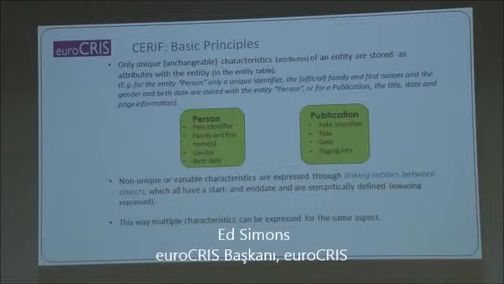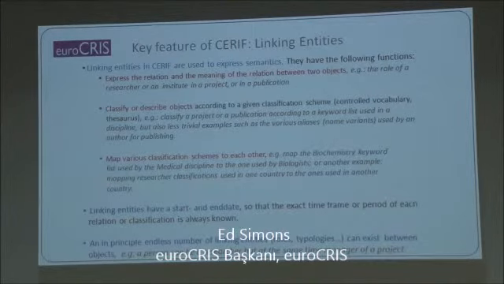All the rest, non-unique or variable characteristics or attributes, are expressed through linking entities between objects. And these linking entities all have a start and end date, and they are all semantically defined. This means the meaning of the relation is clearly expressed. This way, multiple characteristics can be expressed for the same aspect. So these linking entities are really a very important feature of CERIF. Let's go a bit deeper into that.